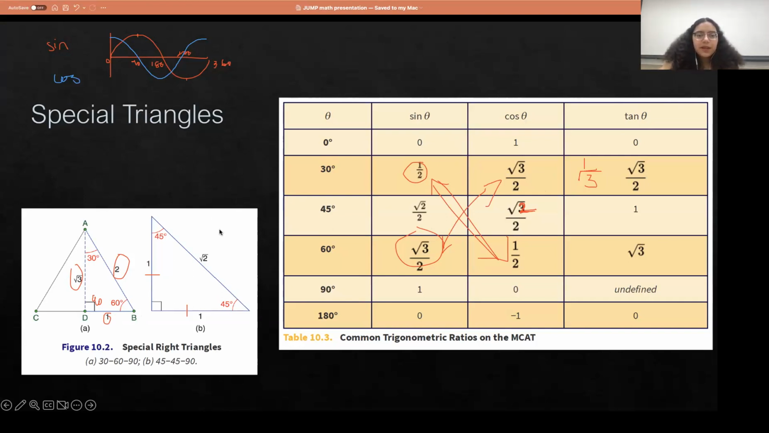So that's worth knowing. And then, like I said, for 0, 90, 180, 270, 360, you can get those off of knowing the basic graph that we drew in the corner there. So those are the trig ratios that I would consider worth knowing.